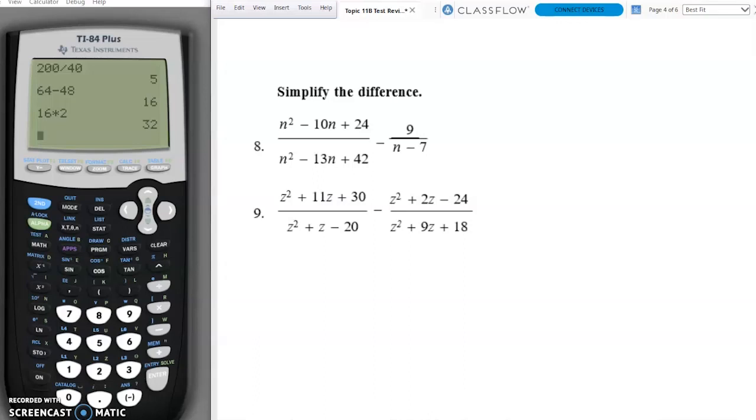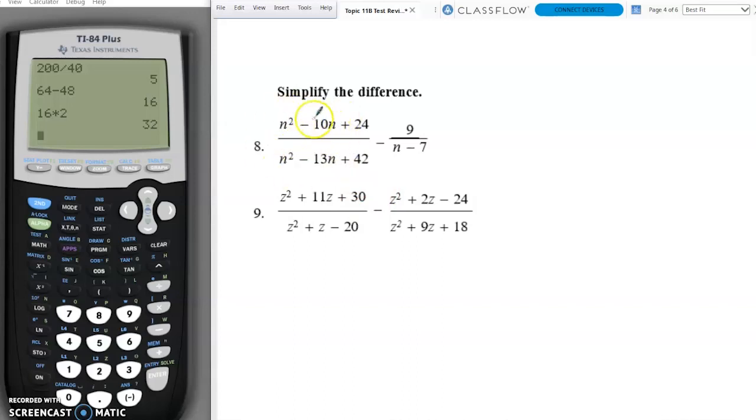Number 8 and number 9 are asking us to simplify the difference. So this is very similar to what we saw on 5, 6, and 7, except instead of adding this time, we are now subtracting. And so it's going to be the same process as what we did on 5, 6, and 7. We're going to factor everything. We're going to cancel out anything that we can. We're going to find our least common denominator and move forward from there.